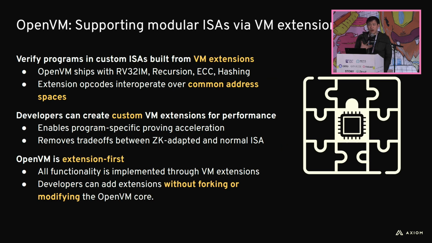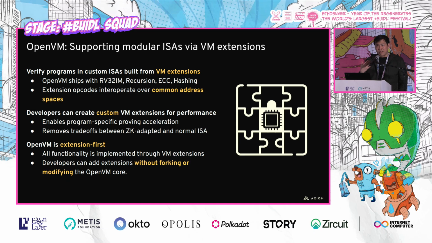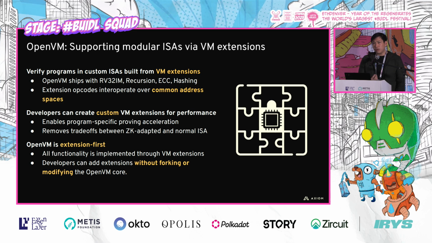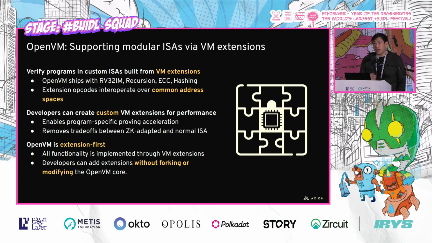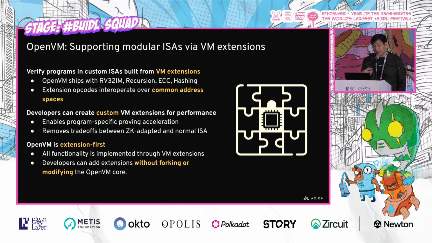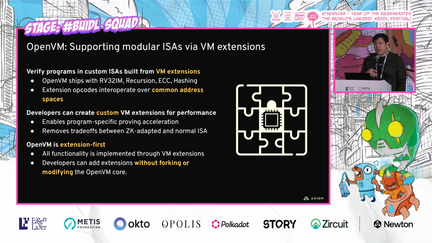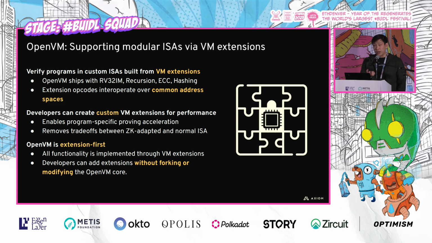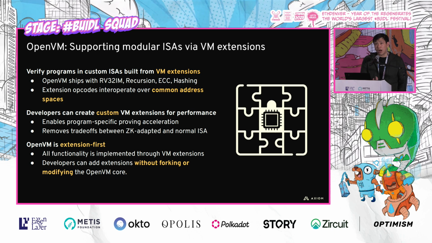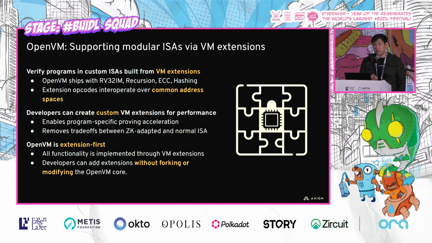OK, so that's kind of what OpenVM allows developers to do at a high level. But what if you're a more advanced developer and you want a little bit more? What we allow developers to do is to customize OpenVM through a concept of VM extensions. So what that means is we allow developers to define their own sets of opcodes and add support for them in OpenVM while ensuring that those opcodes are going to interoperate over common address spaces.